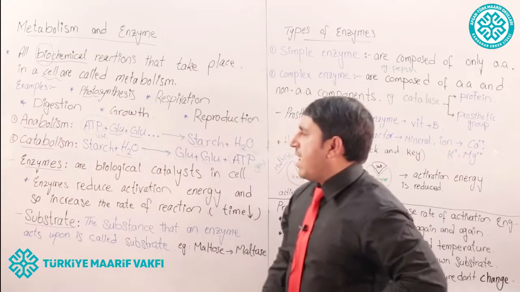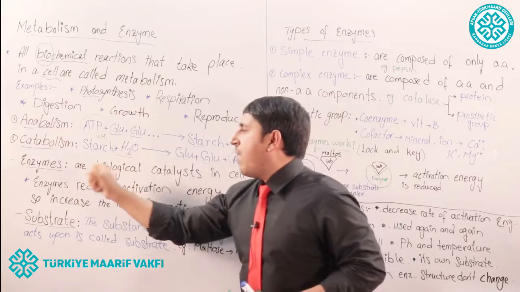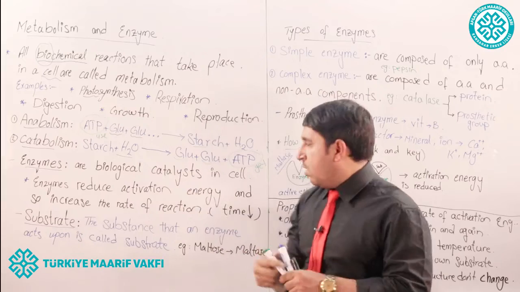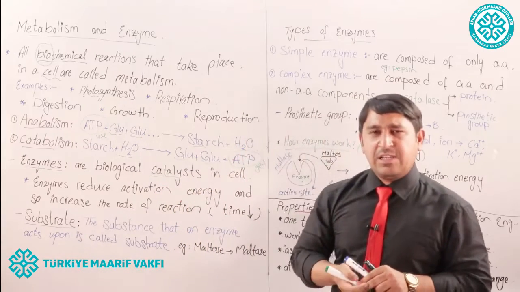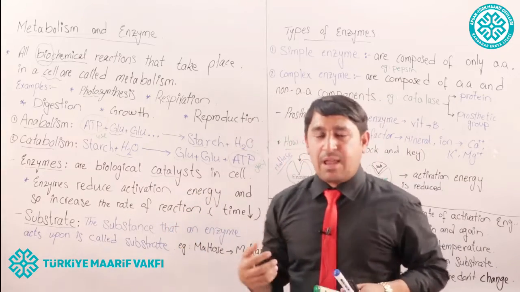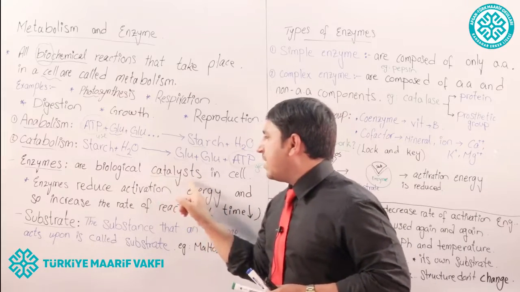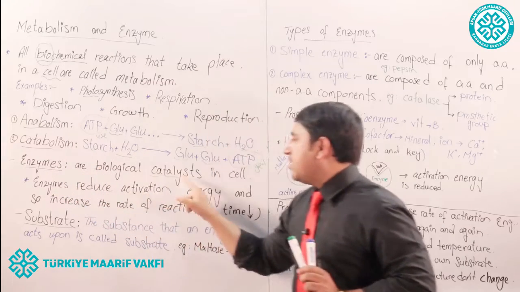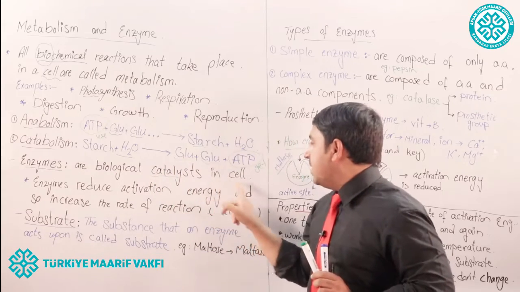Another issue, that is enzymes. What are enzymes? We are coming to define the enzyme. Enzymes are biological catalysts. If you remember from the class, the definition of catalysts: catalysts are those chemicals which accelerate the chemical reaction, but they do not take part in the reaction. So the example of a catalyst is an enzyme. Enzymes are biological catalysts. They are accelerating the chemical reactions in cells.